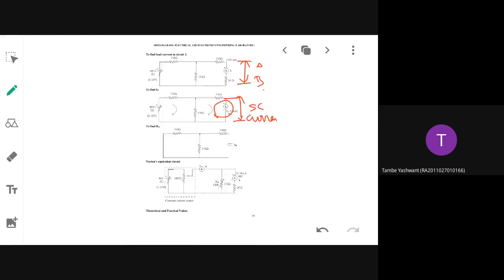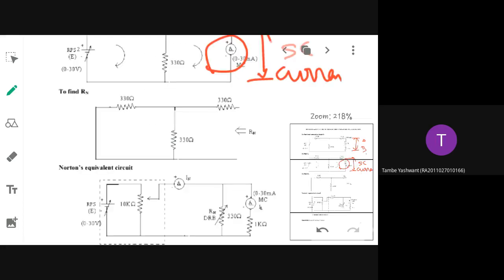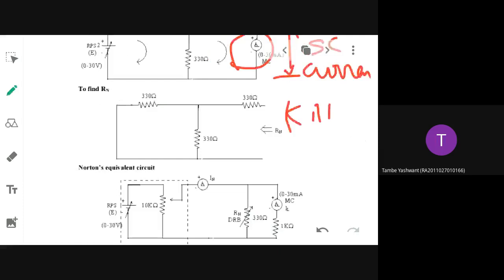Then, as usual, you have to kill the sources. What is killing of sources meaning? Killing of sources, open them. Always don't tell open. Depending upon the sources only you have to open or short. Voltage source means what will you do? Short. Voltage source means you short.